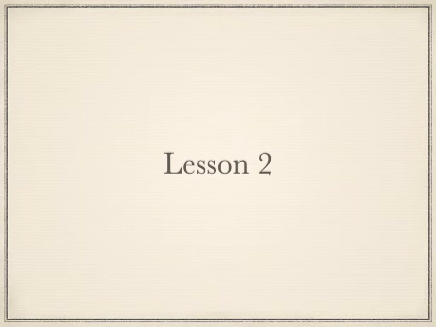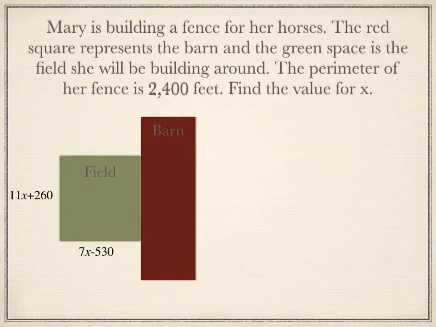So we're going to start with lesson 2. And the first problem is Mary is building a fence for her horses. The red square represents the barn and the green space is the field she will be building around. The perimeter of her fence is 2,400 feet. Find the value for x. Note that my numbers are a little bit different than what's shown in problem 1 of your project. Please note that this is just an example.